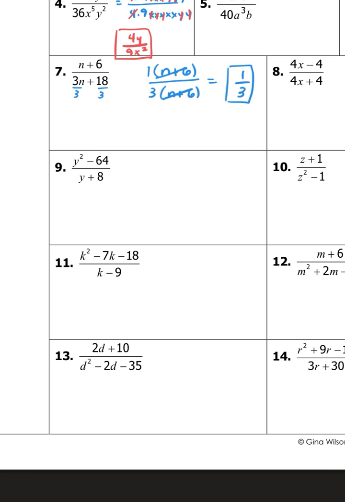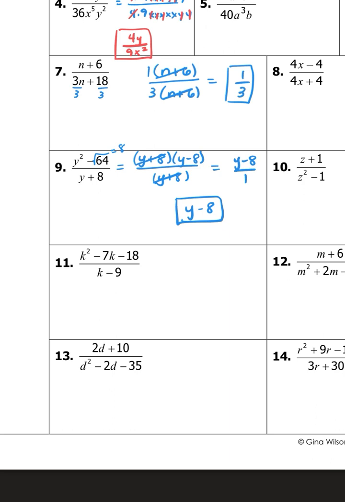On the next one, I have the difference of squares. So this is going to be y plus 8 and y minus 8. Because remember, 8 is the square root of 64. And then on the bottom, I just have y plus 8. And then I'm going to cross off my y plus 8. Now here, I would have y minus 8 over 1, which is the same thing as just y minus 8. So you can just leave it as y minus 8.